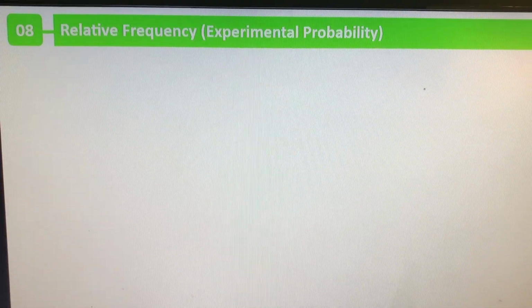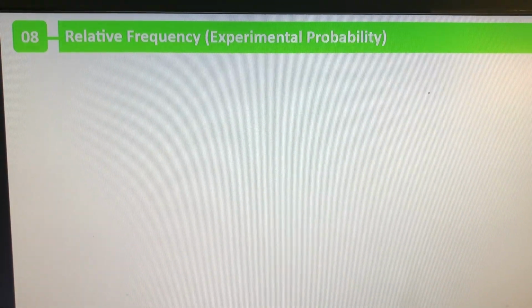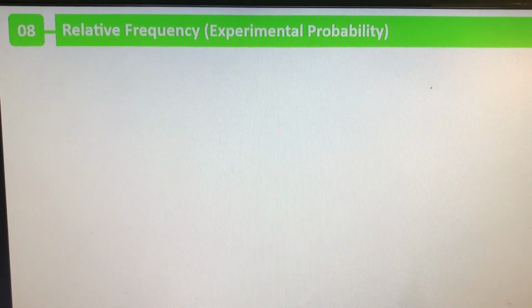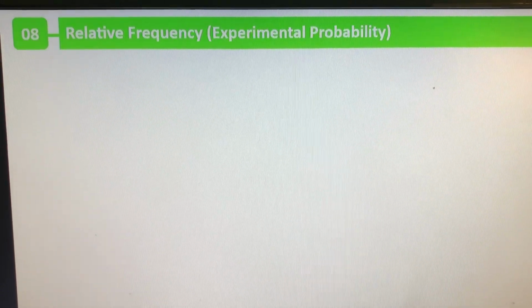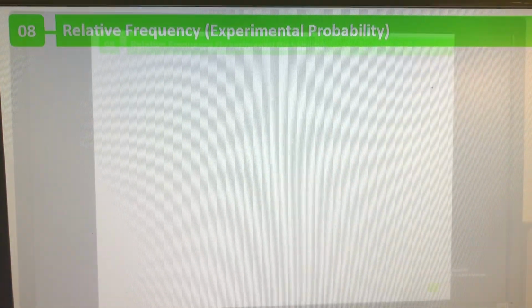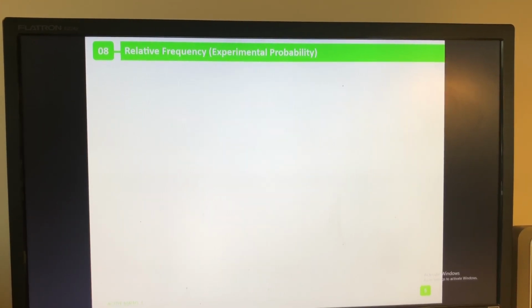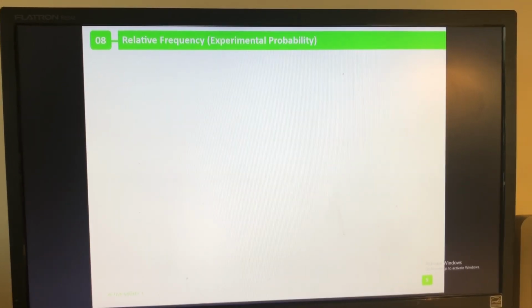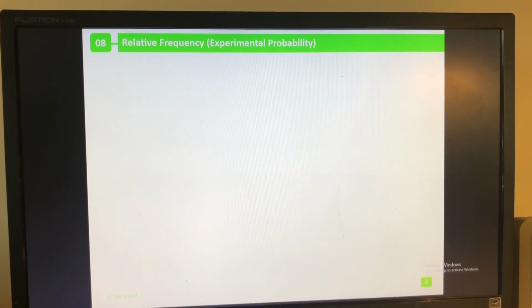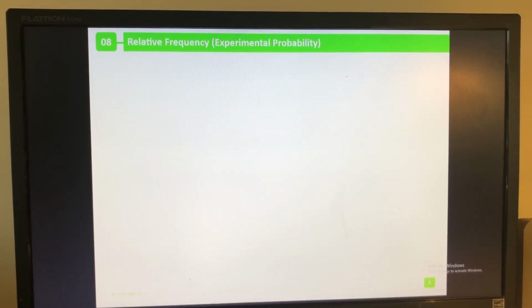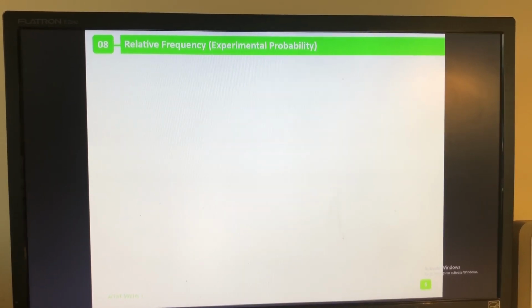Hello there. In this lesson we're going to continue to look at probability. We're going to learn about something called relative frequency, which is also known as experimental probability. By this point, after the last lesson, you should be quite confident at being able to calculate the probability for a number of events. But sometimes it's very difficult to have enough information.